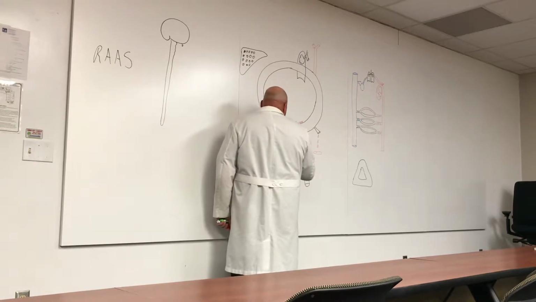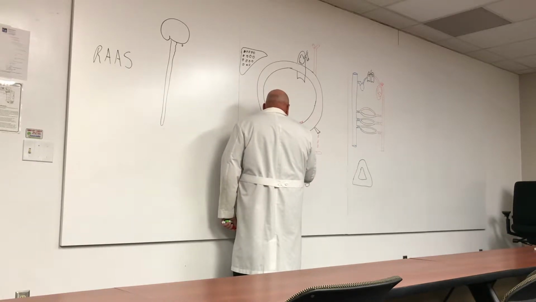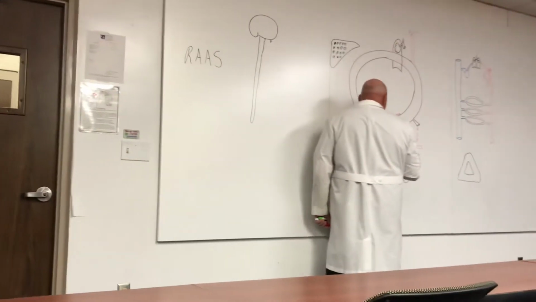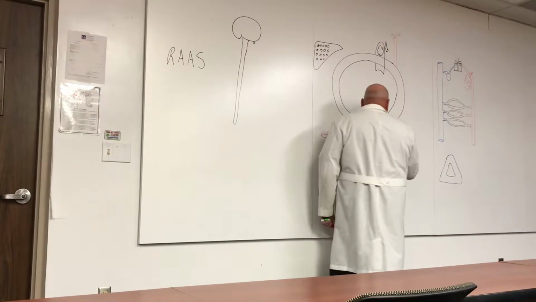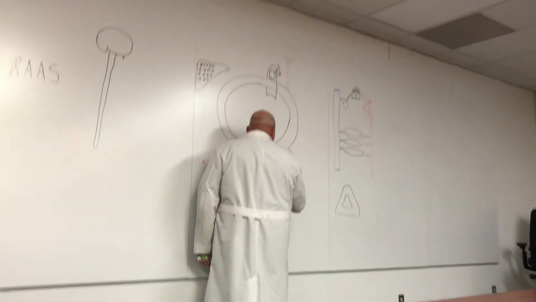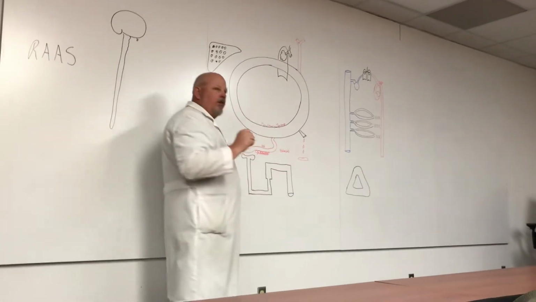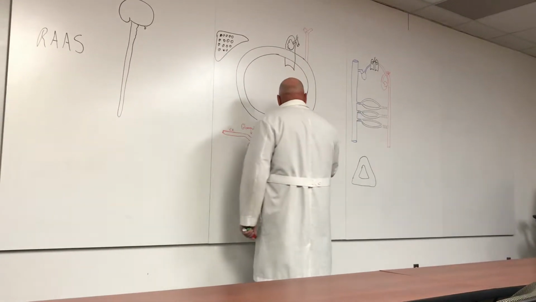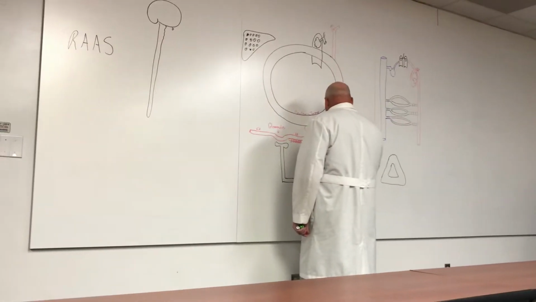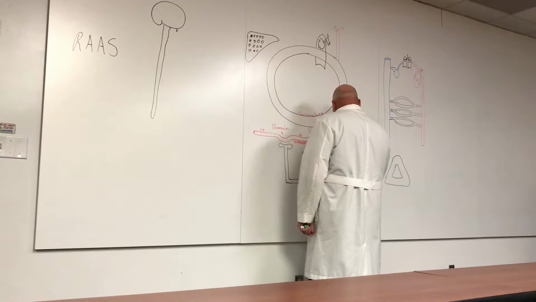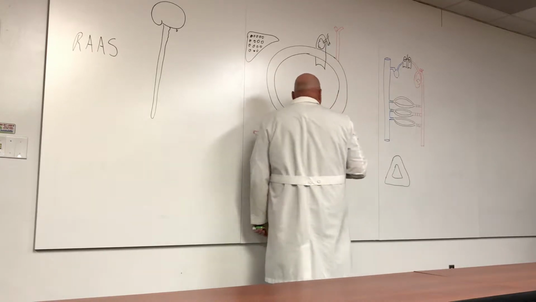So as we start to experience a reduction in pressure here, we have these cells on the endothelium of this arteriole, and these cells are called what? What's the name of the cell? Juxtaglomerular cells. And these cells are baroreceptors. And what is a baroreceptor? Pressure monitoring devices.